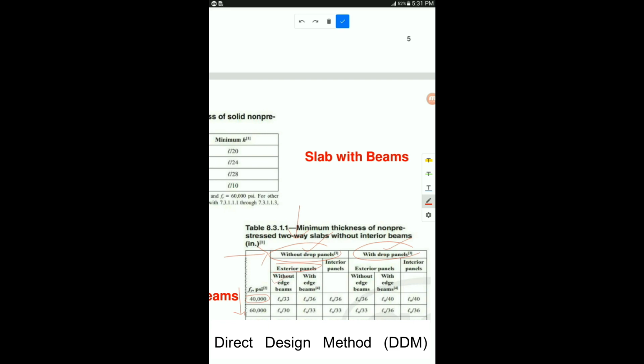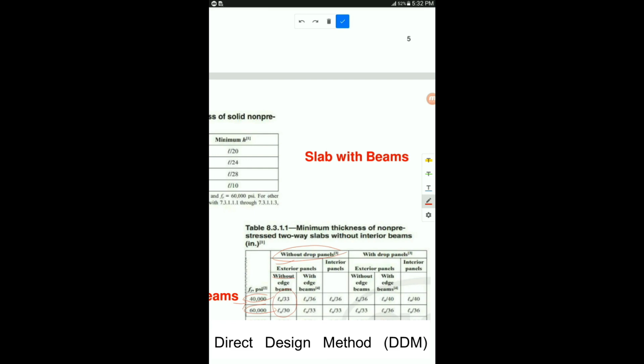So for 40,000, this will be Ln by 33. Similarly, if fy is 60,000, then you have to select Ln by 33. This is for the exterior panel only. Now for the present numerical, we are given fy equal to 50,000 psi, which is in between 40,000 and 60,000 psi. It is right in the middle of these two values. Because the system is without a drop panel, and if I consider the exterior panels without edge beams, then the formula will be in between this one. So I'm going to use these two and take the average.